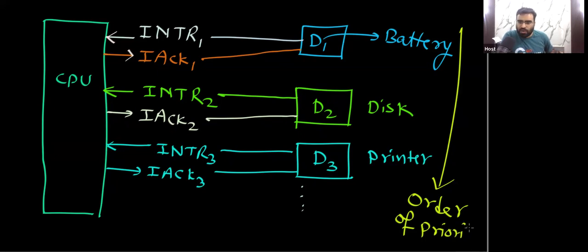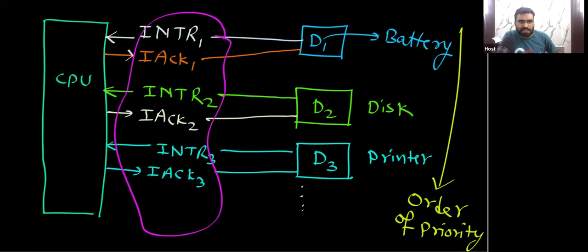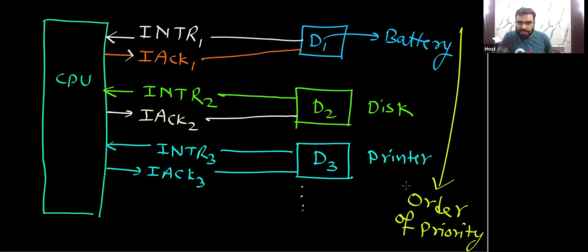Why am I connecting in the order of priority, you might be thinking. Sir, okay, we have pins, maybe we have many pins, that is fine. But why am I connecting these devices in order of priority? Can anyone suggest why I am connecting all these different IO devices to the CPU in the order of priority? Like this is the higher priority, this is the high priority, this is the low priority.